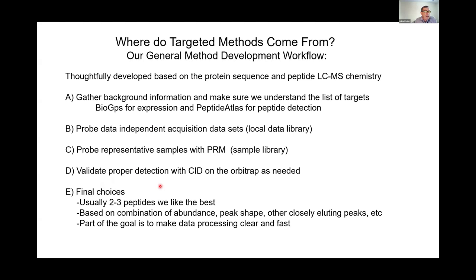And then the whole thing kind of collapses down to picking the 2 or 3 peptides that we like the best. And the things we like the best are based on a combination of high abundance and good peak shape. Some peptides just don't chromatograph well. Are there other closely eluting peaks that might complicate the analysis? And that's partly because we always begin with the idea of the best flyers, but sometimes there's not much difference between the top 3 or 4 best flyers. And so part of our goal is also to make the data processing fast and clear.